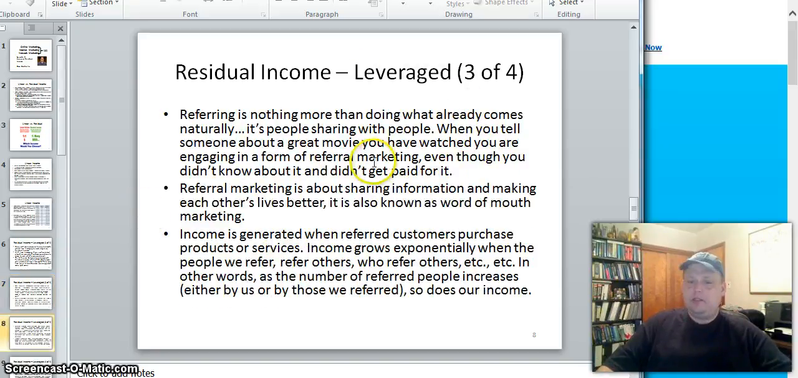So again, referral marketing is natural. You go see a movie, go out to dinner, you like what you see, you like what you eat, you're going to tell that to your friends, right? You're going to post it on Facebook. It's the same thing with any opportunity you get involved with. It shouldn't be a sales pitch.